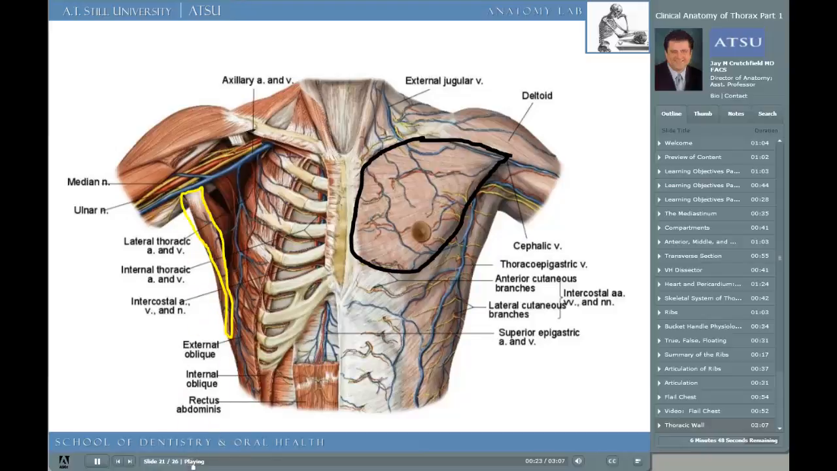The internal thoracic artery and vein, also known as the internal mammary artery and vein, continues downward on top of the abdomen where it forms the superior epigastric artery and vein. It's all one and the same.